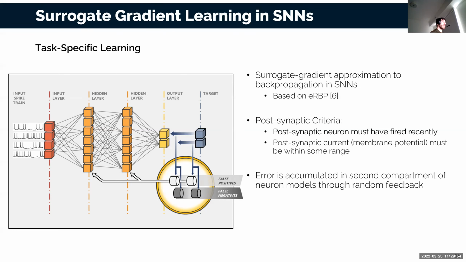But we need to add some form of error information to that update, right? And so ERBP does this by accumulating error in a second compartment of all the neurons in the model. This error is accumulated through random feedback. Your backwards weights are just random values, but still based on your error between your output layer and your target output pattern.